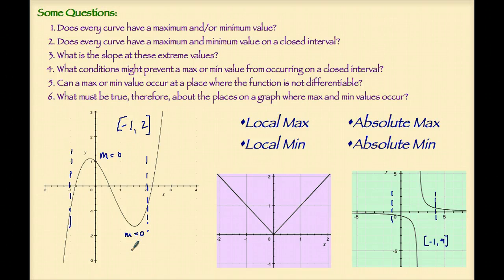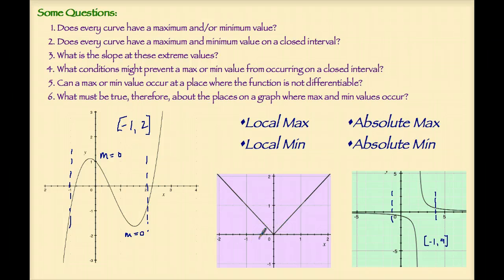The next questions: what conditions might prevent a max or min value from occurring on a closed interval? Well, we discussed that before. That's over here where we have a break in continuity. That will prevent you from having a max or min value, and in this case, because of the asymptote that occurs within that interval. Can a max or min value occur at a place where the function is not differentiable?